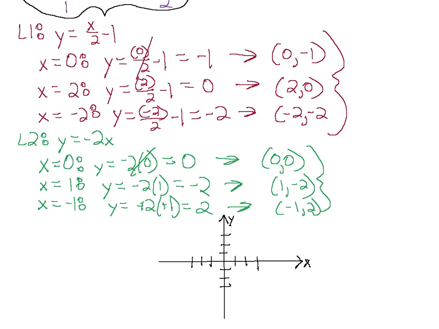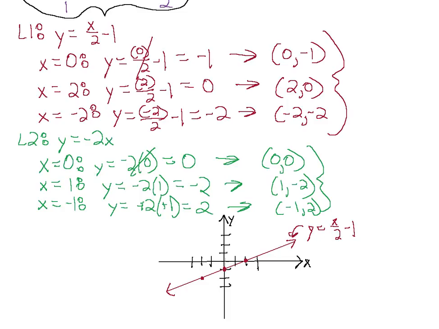Okay, so let's start with line 1. Line 1 goes to the point (0, minus 1). It also goes to the point (2, 0), and the point (minus 2, minus 2). We can connect these with as straight a line as possible. And there is the graph of the line y equals x over 2 minus 1. Let's go ahead and label it. We always want to label it just so we know which line we're working with, and that'll actually get important in a later section. But let's get in the habit of doing it right now.